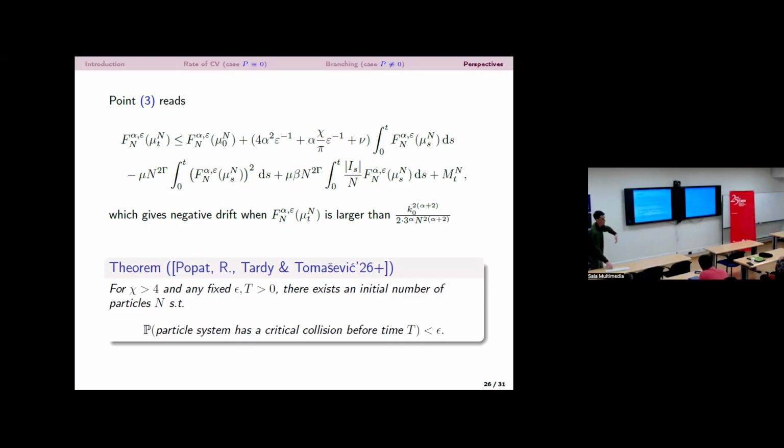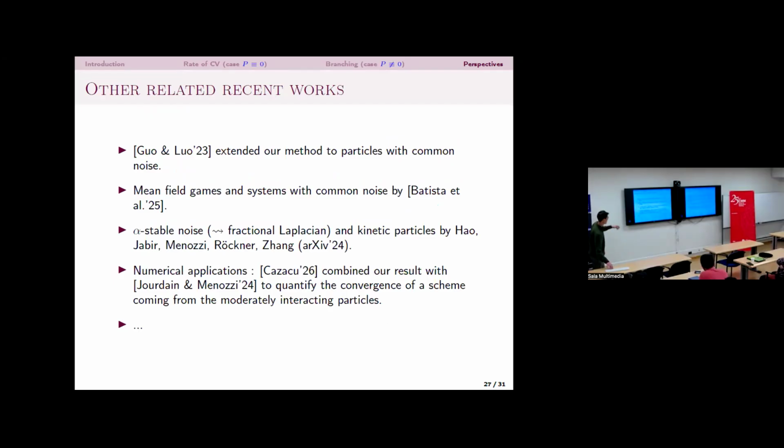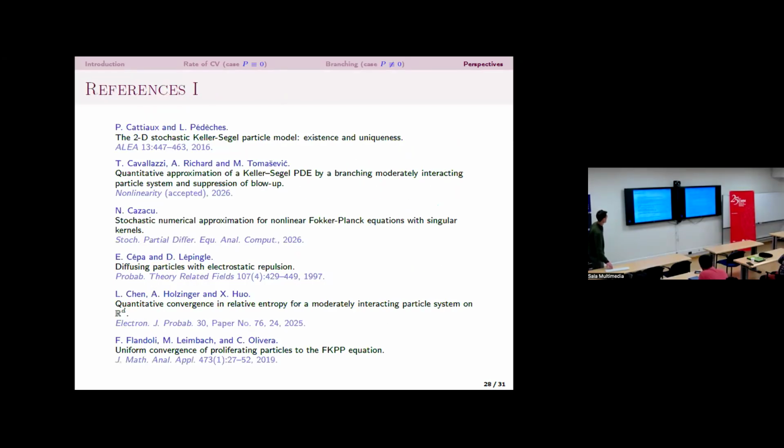From this, you can deduce convergence of the empirical measure to the Keller-Segel PDE in a very weak form, which we are not good enough to prove. It seems to be difficult because there is uniqueness in this sense for the PDE, so it's only along subsequences that we have convergence. There are all sorts of problems like that, which are nice but difficult. There are quite a lot of extensions of these works, in particular in the moderate framework. Here are some references, and I thank you very much.